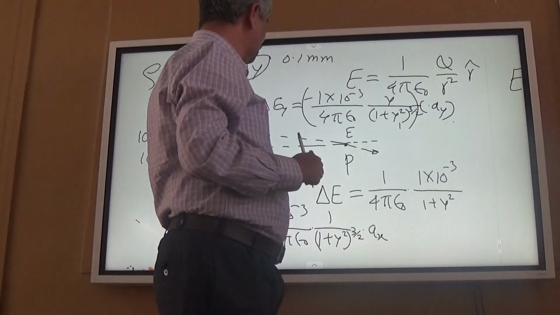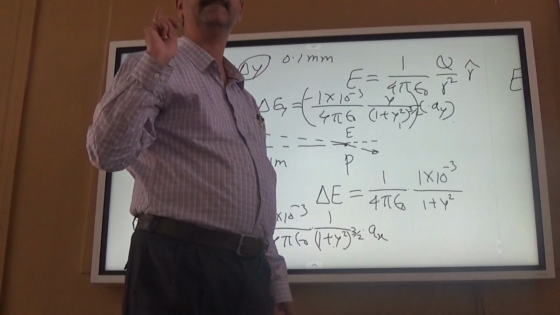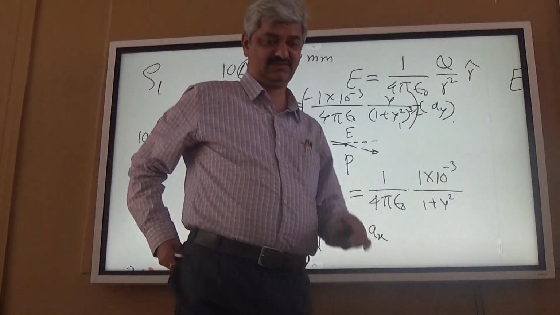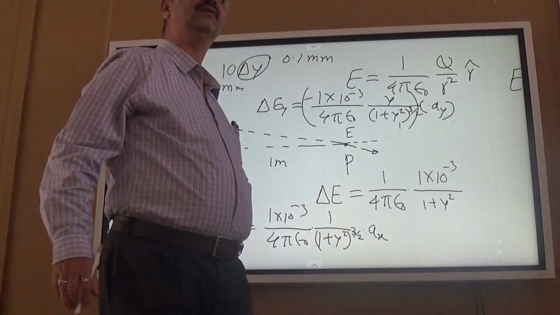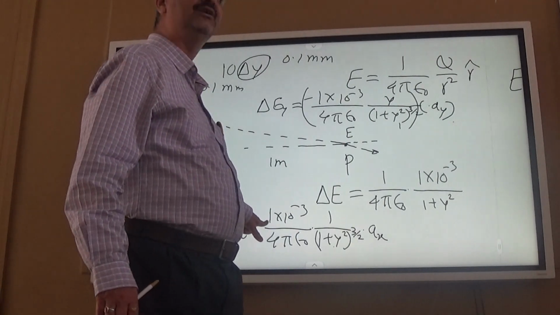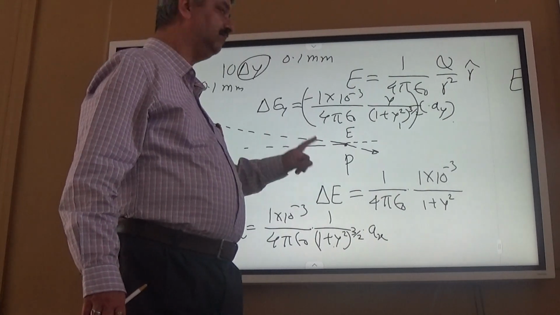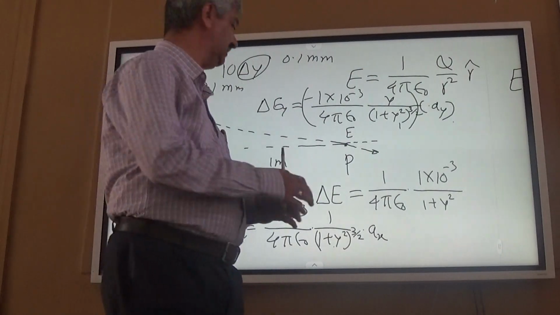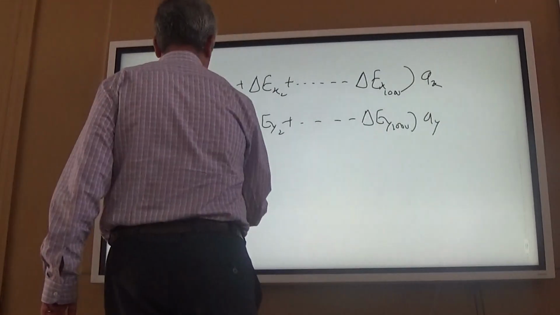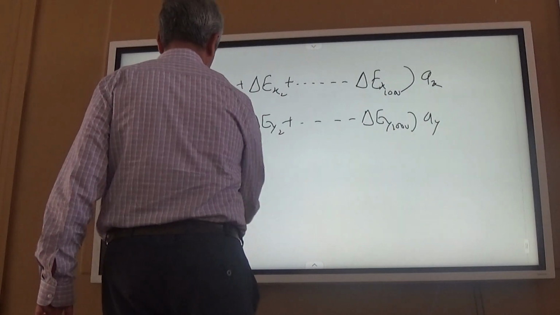So addition of all such components for 1000 small segments. Now why 1000? It will be more and so on. When I wrote this 1 into 10 raised to minus 3, why did I write it? Because it was for 0.1 millimeter. If it is not 0.1 millimeter, I will replace it by a general delta y. I will find delta Ex because of the general one.